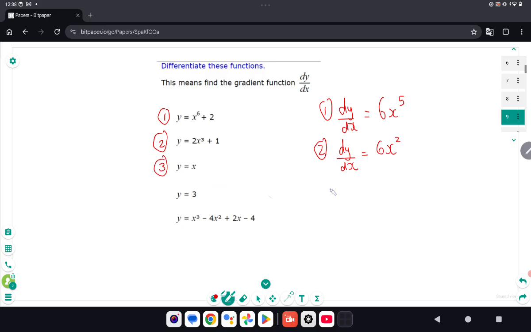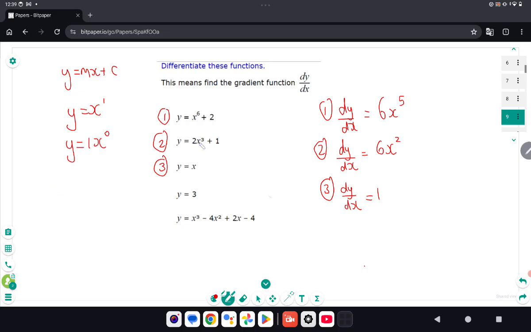Okay, so y equals x. If you had to assign a power to y equals x, it'd be y equals x to the power 1, right? If I multiplied by the power and took 1 off the power, x to the power 0 is 1, so we just have 1. So that would differentiate to give us 1. And actually that makes sense, doesn't it? Because what would the gradient of that graph be? Well, it's a linear function, isn't it? y equals mx plus c. We've got 1x. The gradient would be 1.